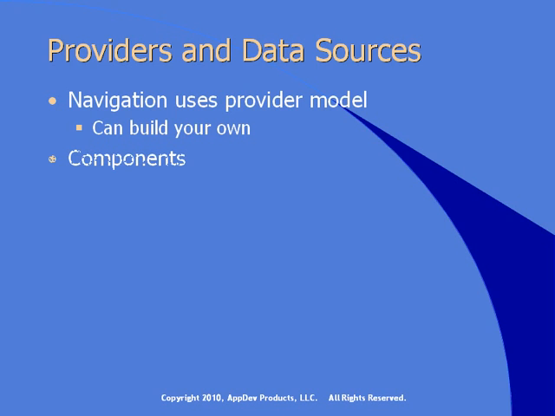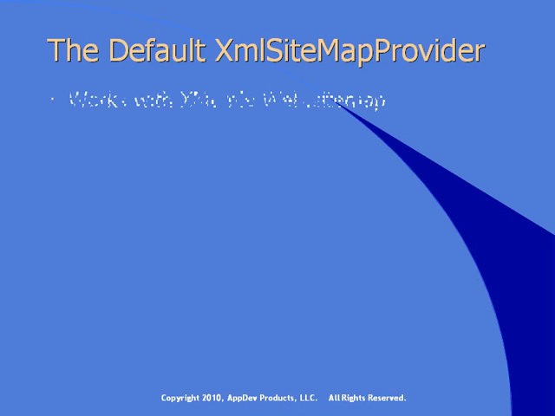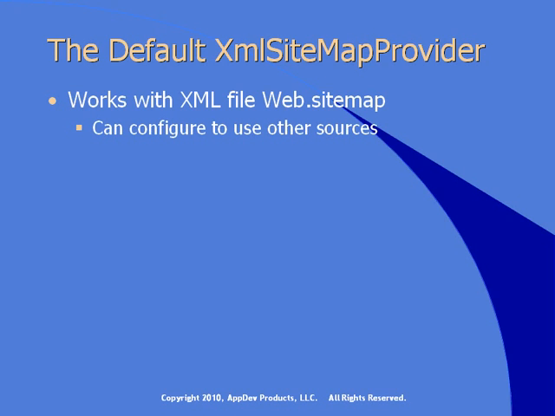There are two important components that enable the site navigation features: the default XML sitemap provider and the sitemap data source. Out of the box, the default navigation provider works with an XML file named web.sitemap that's located in the root of the application. A little bit later in the chapter, you'll learn how you can configure the provider to use other sources if you need to do that.